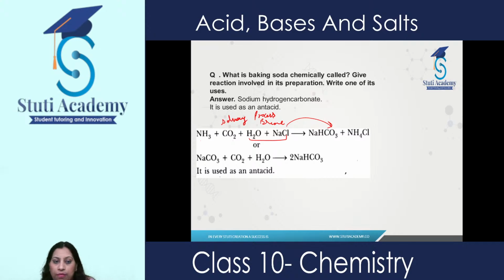So when we get this sodium hydrogen carbonate, it is used as an antacid. And if we combine sodium carbonate with carbon dioxide and water, in return we will get sodium hydrogen carbonate again. This is baking soda and this is baking powder.